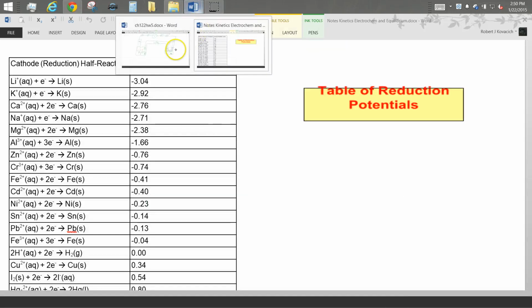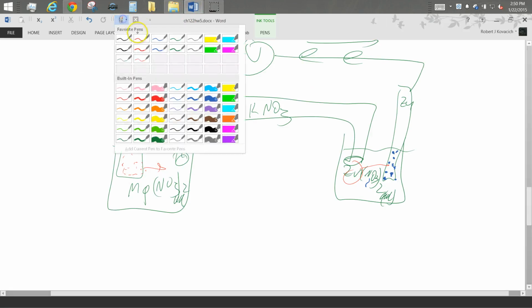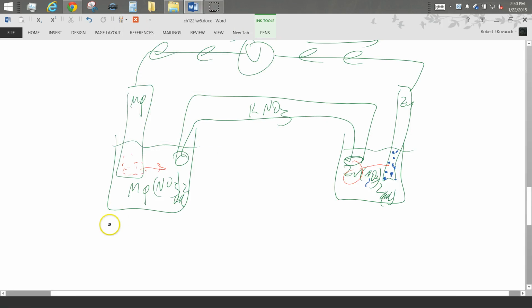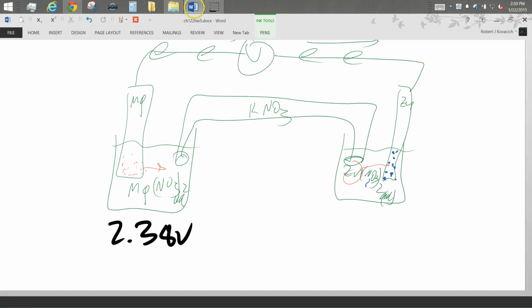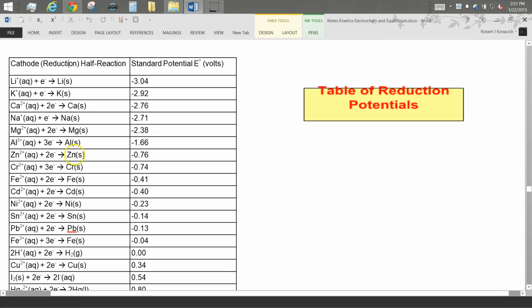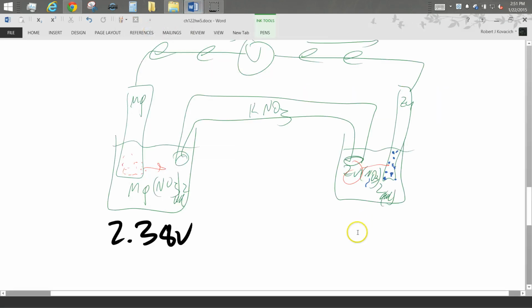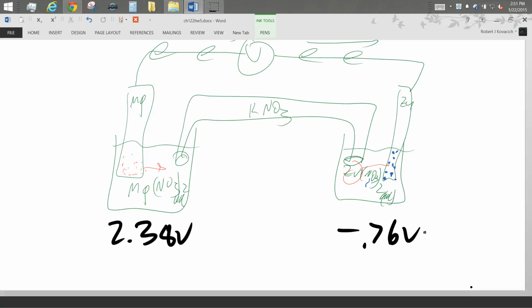Cool. And what about the zinc? Negative 0.76. Does it make sense it's negative 0.76? Yes, it's gaining electrons. Zinc would like to give its electrons away, but in this case, we're putting electrons on the zinc, so it would prefer that not happen, so it takes power to give them back to it.